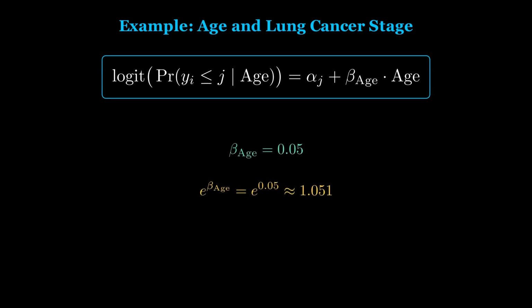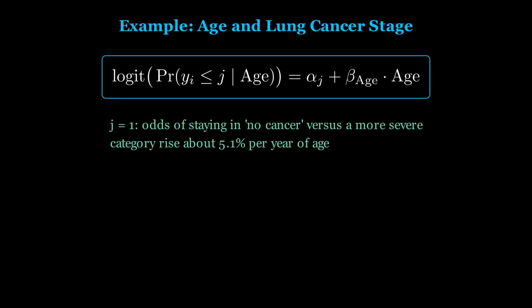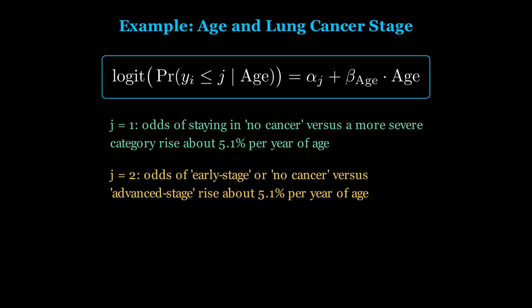Assume the coefficient for age is 0.05. Exponentiating gives an odds ratio of e to the 0.05, which is approximately 1.051. An odds ratio above 1 means age is positively associated with the cumulative categories. For each additional year of age, the odds increase by about 5.1%. For j equals 1, the odds of remaining in the no cancer category versus moving to a more severe category increase by 5.1% per year of age.